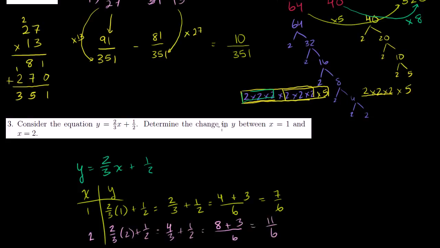And they say determine the change in y between x equal 1 and x equal 2. So how much larger is this, our new y when x is equal to 2, relative to this? So we could take our 11/6 minus 7/6, and our change in y between x is equal to 1 and x is equal to 2, 11 minus 7 is 4 over 6, which is equal to 2/3. And that makes complete sense, because every time you increase x by 1, you're increasing this expression by another 2/3. When you go from 1 to 2, you should increase by 2/3.